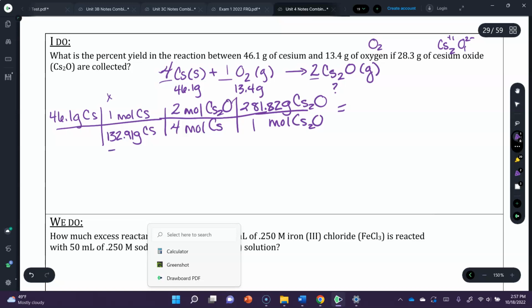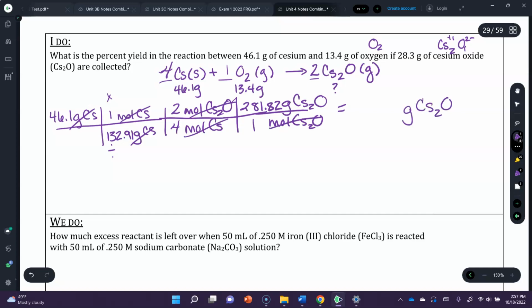Multiplying everything across the top and dividing by the bottom, we see units cancel out, and our units are grams of cesium oxide, which is what we should get. And then we're going to plug the math in, and you should get 48.9 grams of cesium oxide. Now this is just for one reactant. I need to do it for the second one.